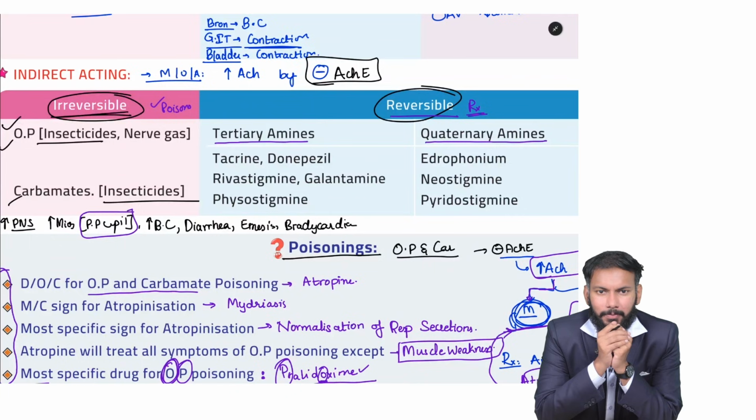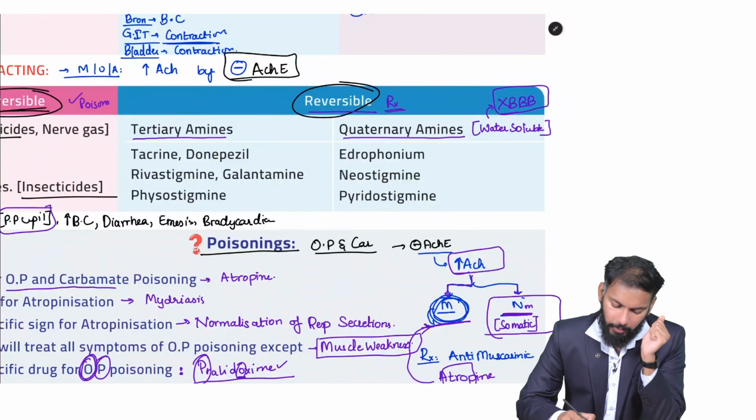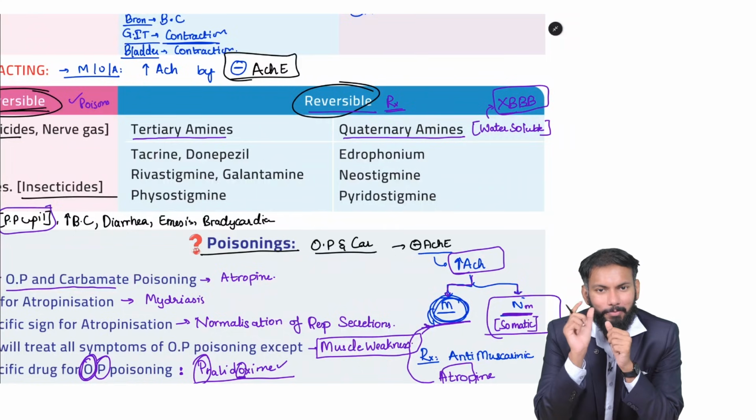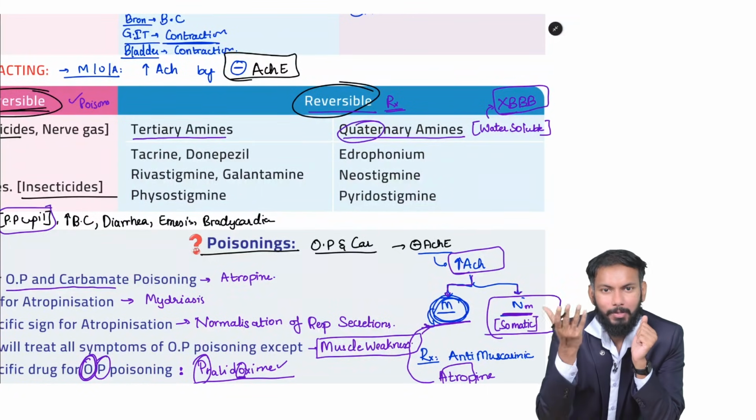What is important here? See, quaternary amines are water soluble. The problem with this is, if they are water soluble, they cannot cross the blood-brain barrier. So they will act only in the periphery. How can you remember this? One of my students during the classes gave me a mnemonic. It is the easiest way to remember this. What is it? See, water. Where do you mix water?